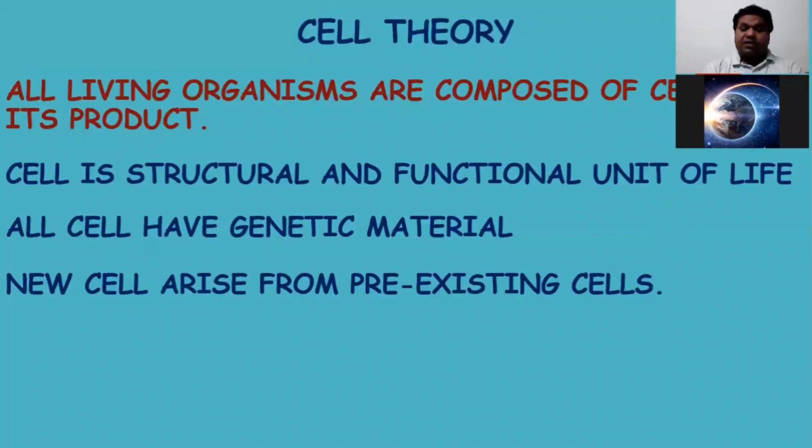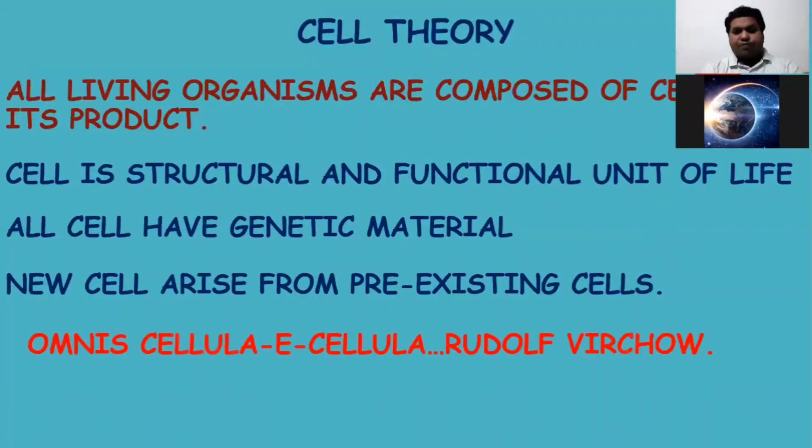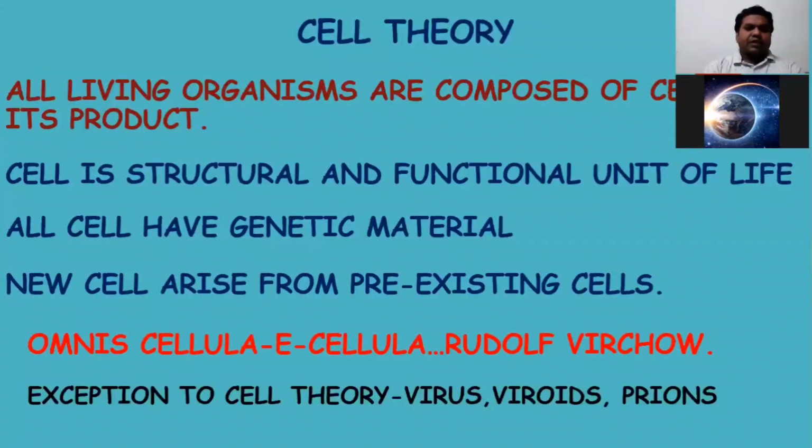Now remember, this statement was not given by Schwann and Schleiden. Instead, it was later added to the cell theory by Rudolf Virchow. His statement was omnis cellula e cellula, that means new cells always arise from pre-existing cells. Exceptions to cell theory are viruses, viroids, and prions. We will learn them also. Viruses, you know. Viroids and prions we are going to learn in coming lectures.